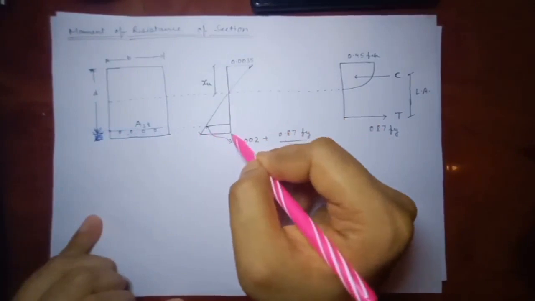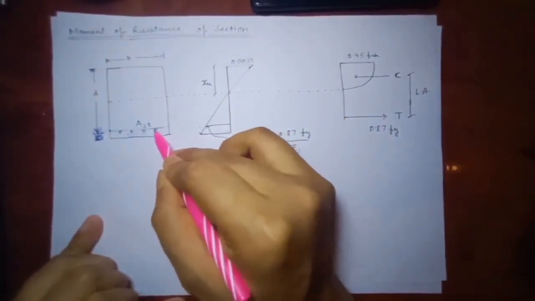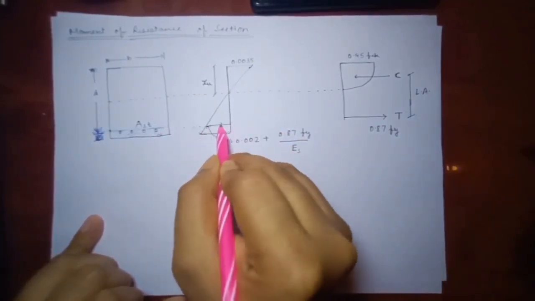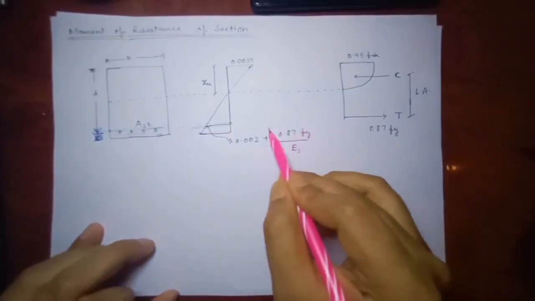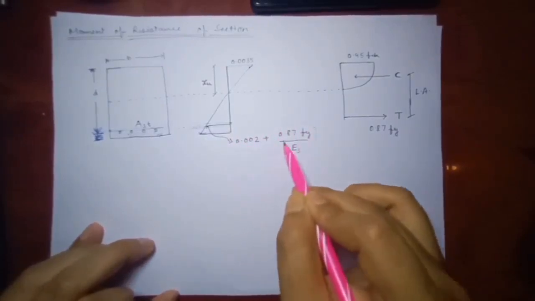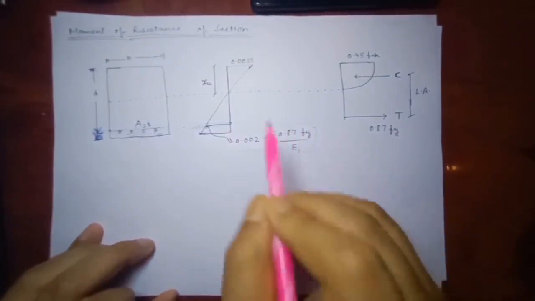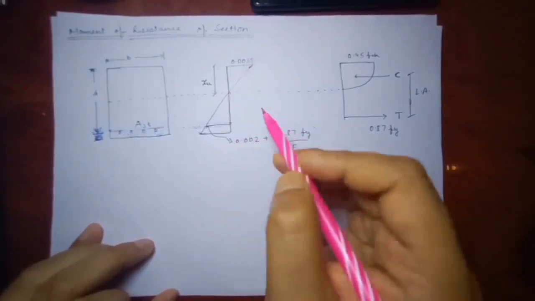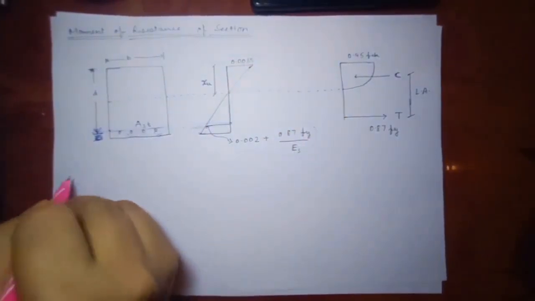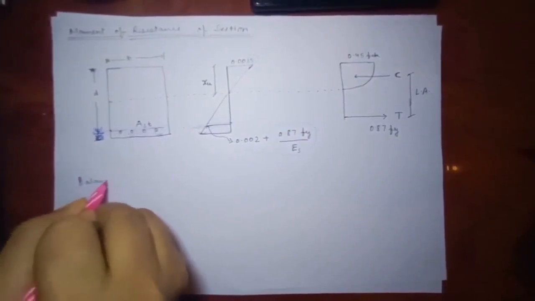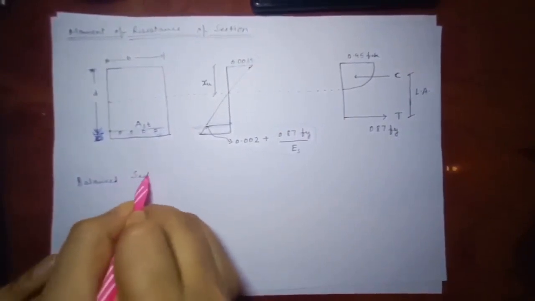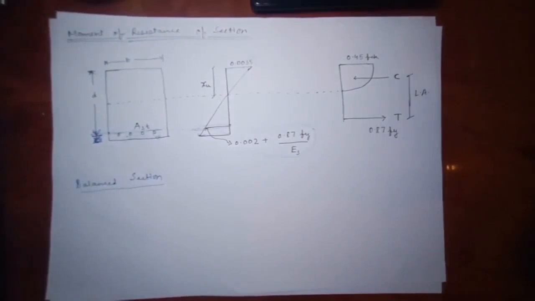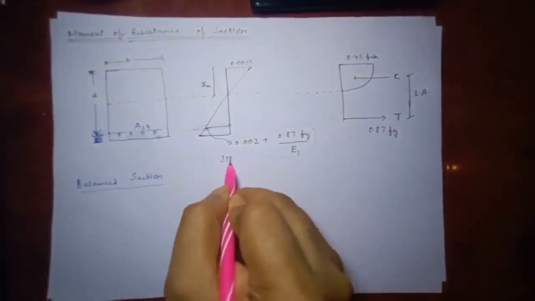Though we can draw the strain diagram up to here, because this part almost behaves as the steel, for our purpose the strain diagram is up to here only. The maximum limit is 0.002 plus 0.87 Fy upon Es, and 0.0035 is the maximum strain of that particular concrete. I am making this for a balanced section. Let me write it. Balanced section. This is the balanced section which I am mentioning.